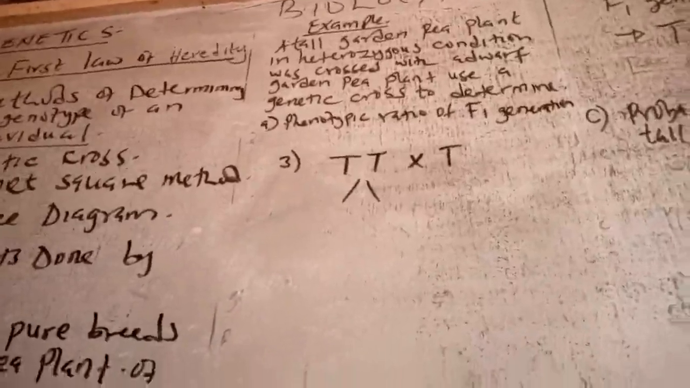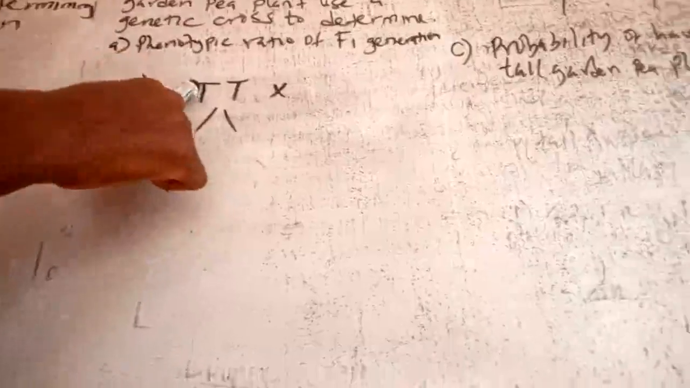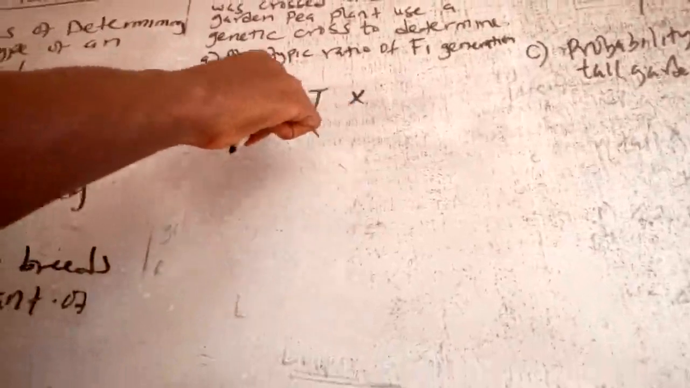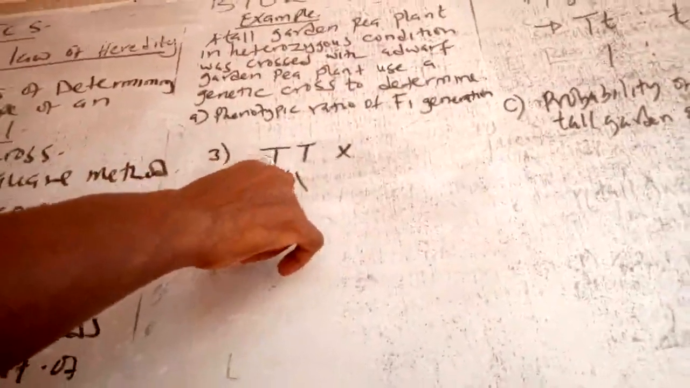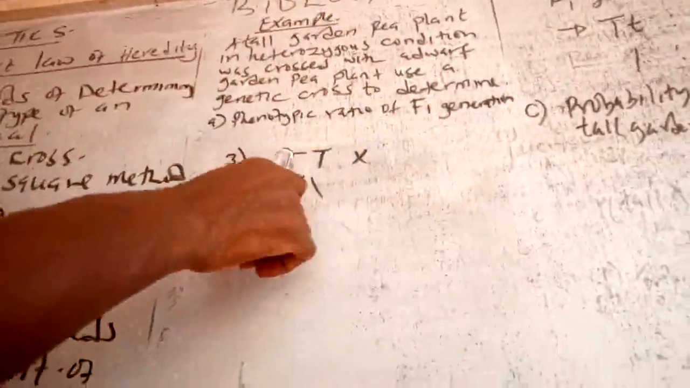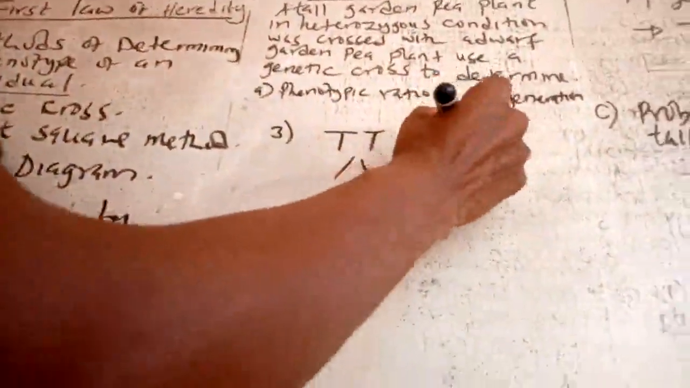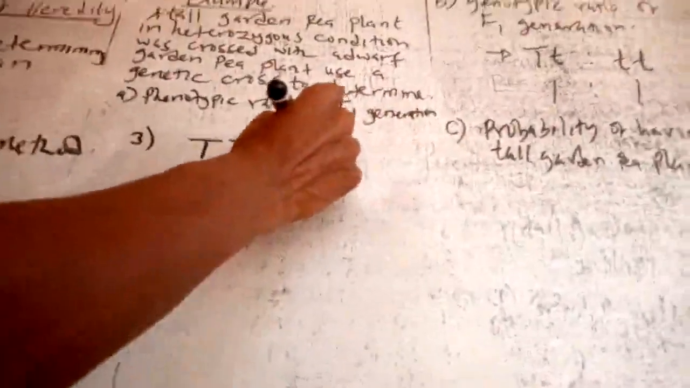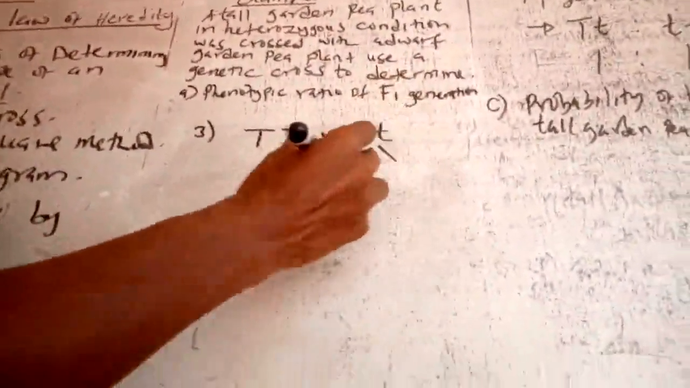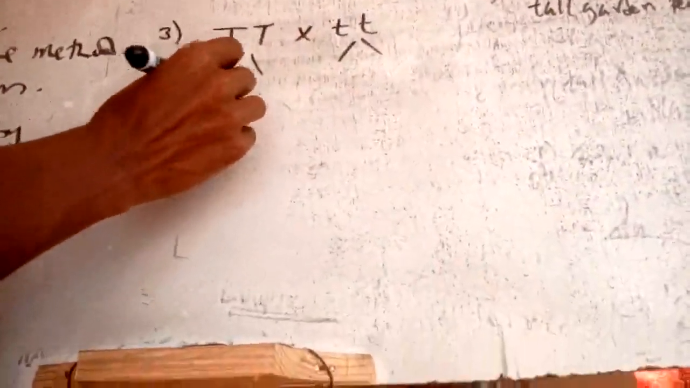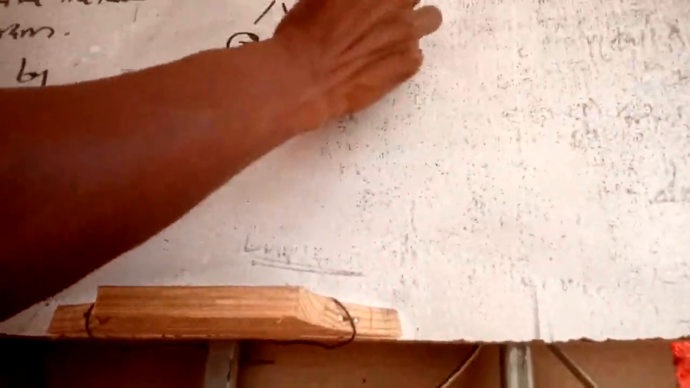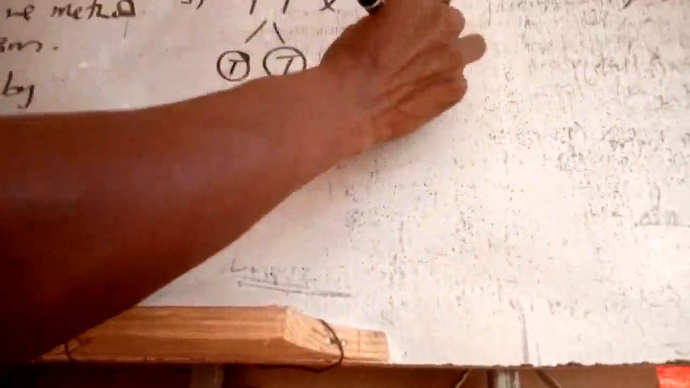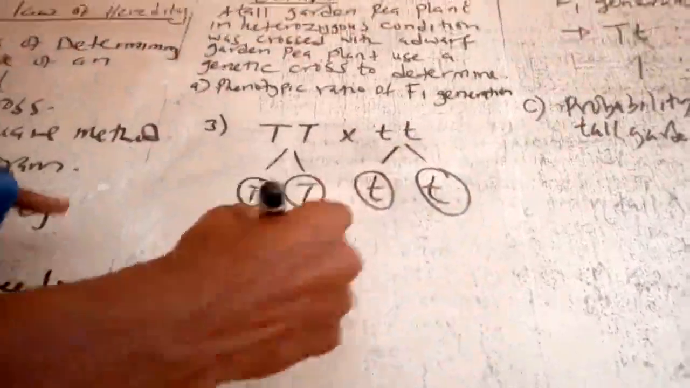And in that experiment, he used a tall plant that is in pure state. That is pure for the gene that determines the tallness, that is 2 capital T. And he crossed it with a dwarf variety, that is small t. And after that cross, in that experiment, all garden pea obtained were tall. Let us see from this cross whether they are going to be tall.